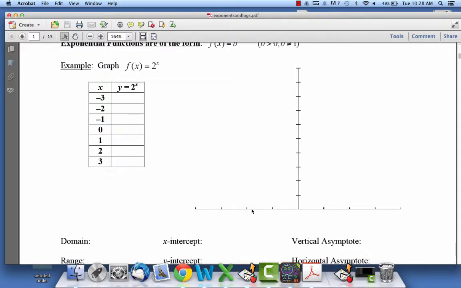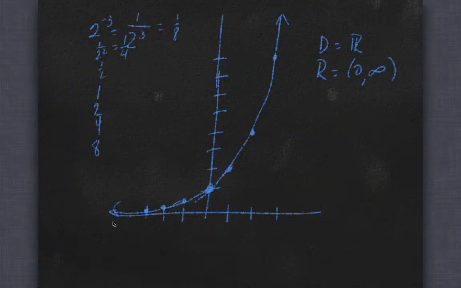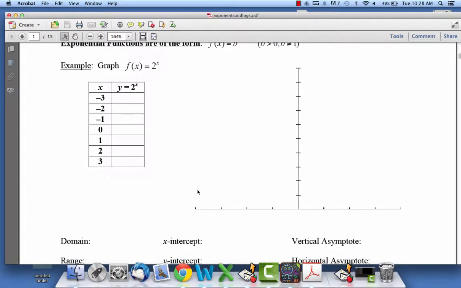Okay, the x-intercept does not exist because an x-intercept is when y is 0, and we can see here y is never 0. The range ends at 0 without including it, so there's no x-intercept. The y-intercept is 0, 1.